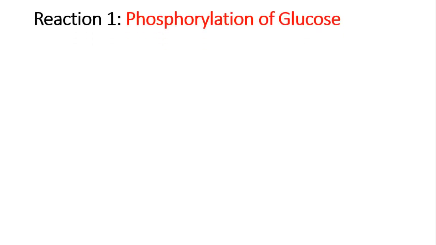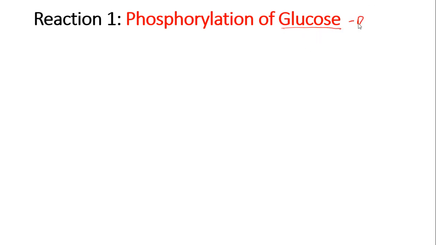So we'll start with the first step, which is part of the preparatory phase. The first reaction involves the phosphorylation of glucose. In short, there is addition of a phosphate group on glucose. So the first reaction involves the addition of a phosphate group to what? Glucose.